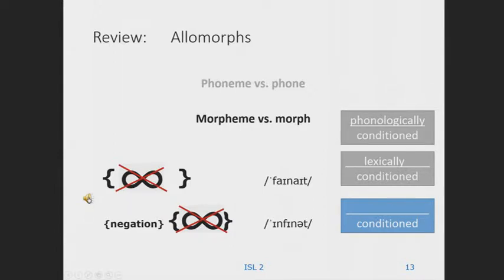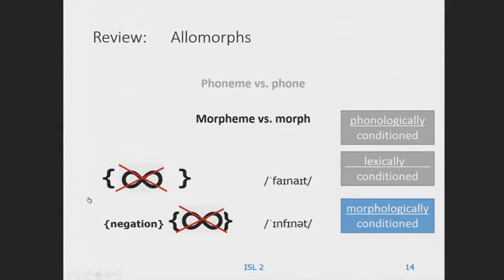Yes, both of you are completely right. So we have this morpheme, sort of this finiteness, and then we have a second one, right? The negation of it. So that's then morphologically conditioned, right? So three kinds of conditioning that we talked about: phonologically, lexically, and morphologically, because here we have a second morpheme that changes the morph finite to infinite. Any questions about allomorphy?